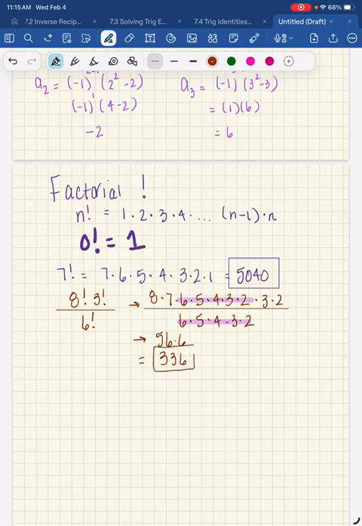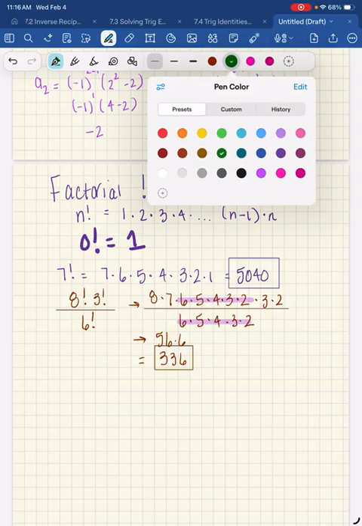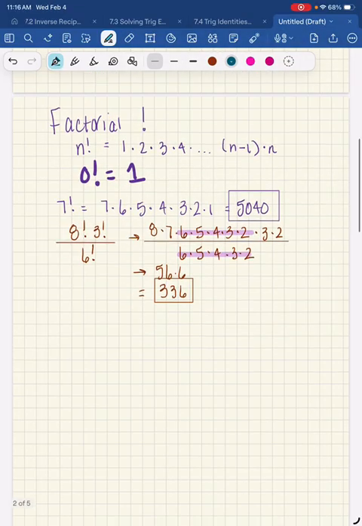When you are trying to simplify, start with the higher factorial. Start with the higher factorial.